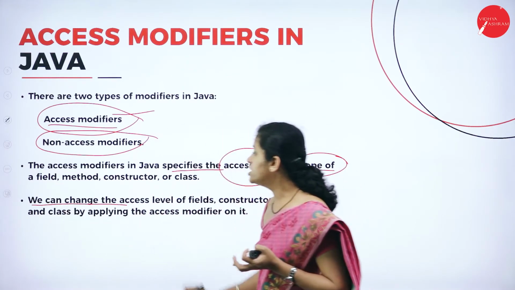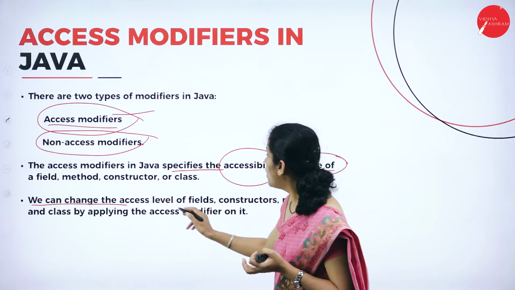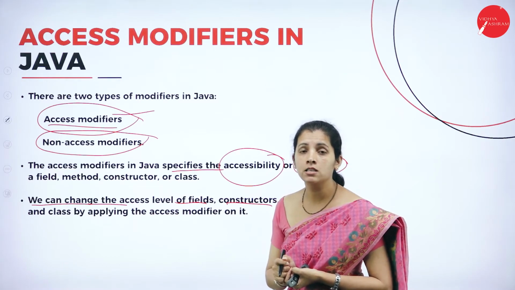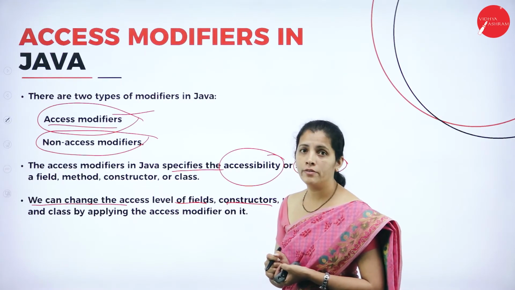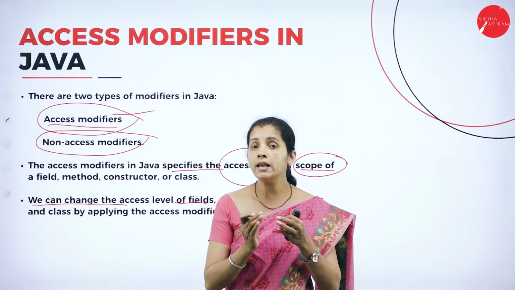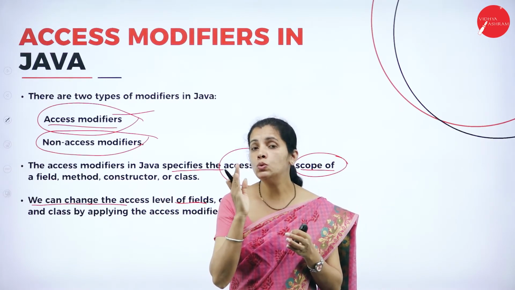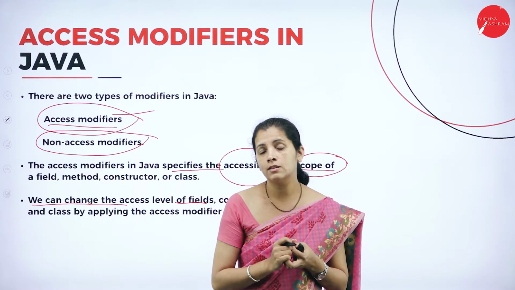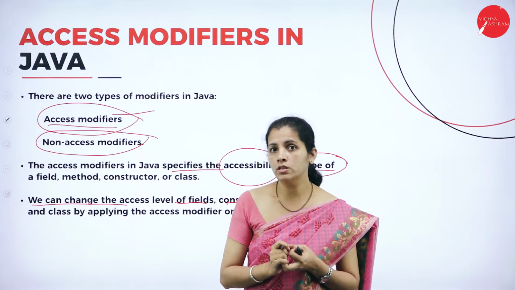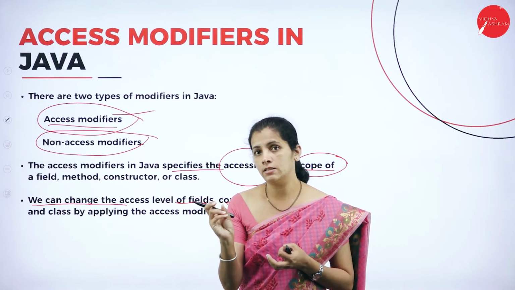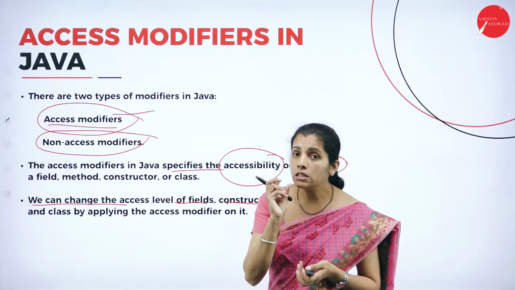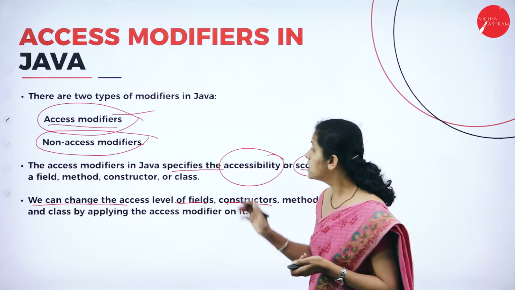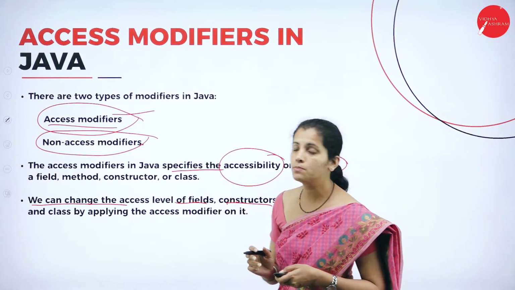We can change the access level of fields, constructors, methods as well as classes by applying an access modifier. That means I can make certain fields visible to the whole program, all the methods or all the users. Even I can restrict the methods, fields, constructors as well as classes by using an access modifier.